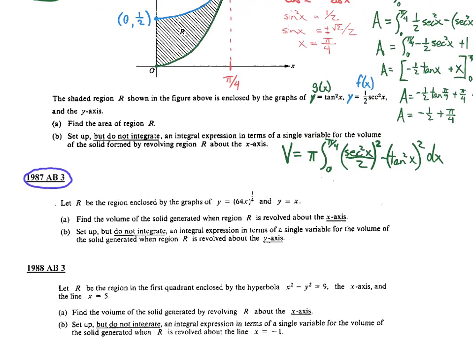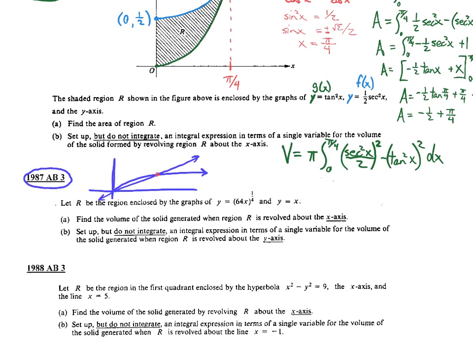All right, let's go ahead and take a quick look at this one. Let R be the region enclosed by the graphs of y equals 64x to the 1/4 power. So this is going to look something like this. And then you have the line y equals x, which is like this.